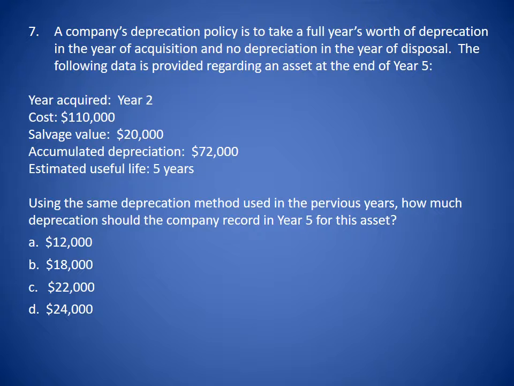Okay, we acquired the asset in year 2 at a cost of $110,000. There's a salvage value on that asset of $20,000. The amount of accumulated depreciation at the end of year 5 is $72,000. Its estimated useful life is 5 years. So using the same depreciation method used in the previous years, and you're not told what depreciation method that is, how much depreciation should the company record in year 5 for this particular asset?